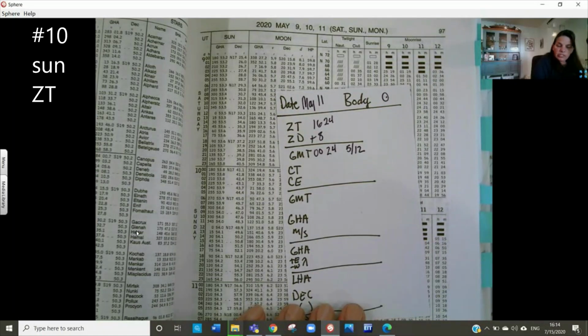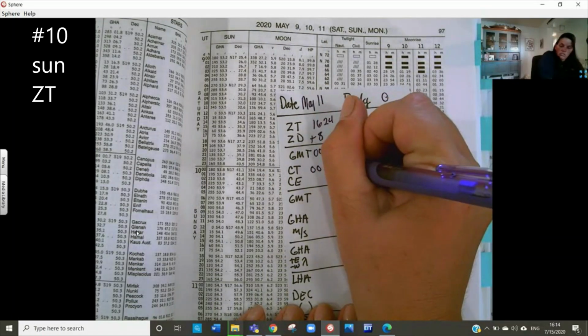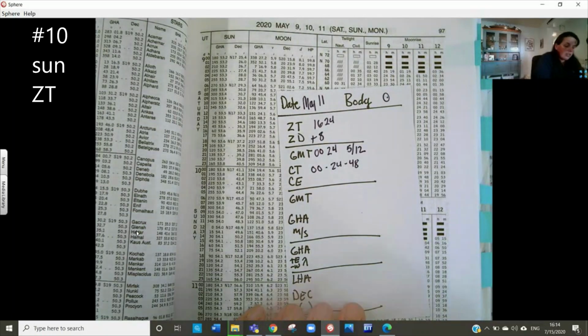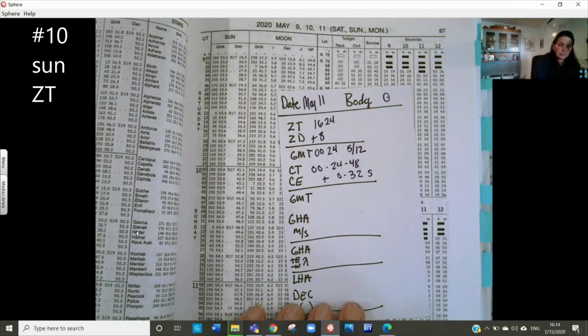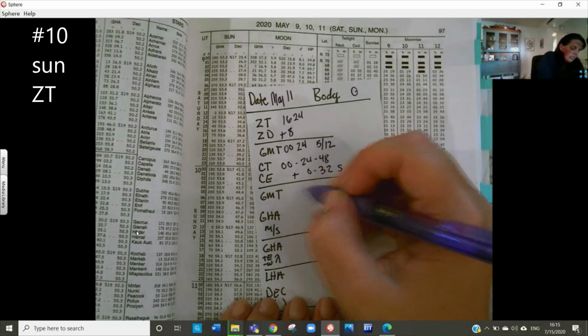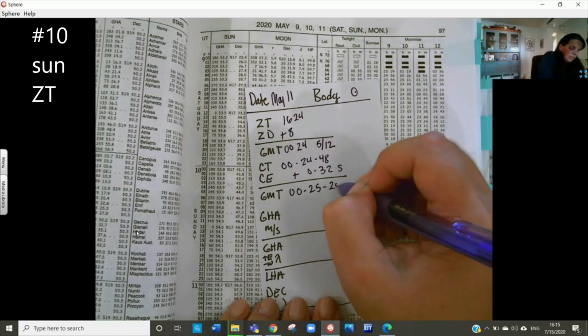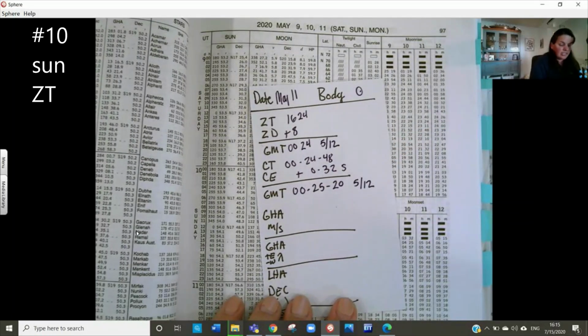Now our chronometer reads 12:24, so we know that's actually 0:24:48. We have a chronometer error of 32 seconds slow, so we need to add that. And so we have GMT time of 25:20, and that is on the 12th. That is our GMT time.